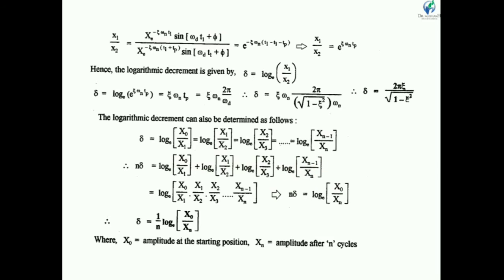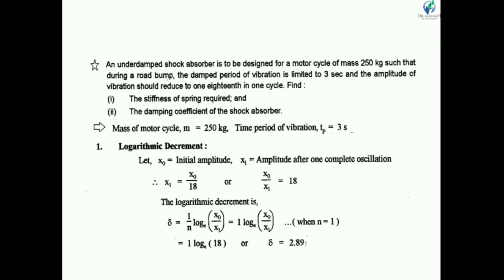If we simplify this by using rules of log, we rewrite this equation as log x0 upon x1 into x1 upon x2 into x2 upon x3 into xn minus 1 upon xn. So finally we get n delta is equal to log x0 upon xn. So delta is equal to 1 upon n log x0 upon xn, where x0 is the amplitude at starting position and xn is the amplitude after n cycles. So this is another equation: delta is equal to 1 upon n into log x0 upon xn. Now let us see an example for the logarithmic decrement.